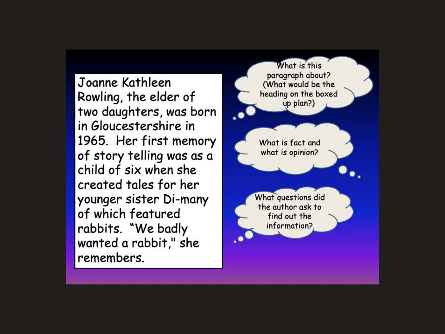Remember the key features. Write in past tense and third person. Use facts. Write in chronological order. This paragraph is about when she was born and about her early childhood.